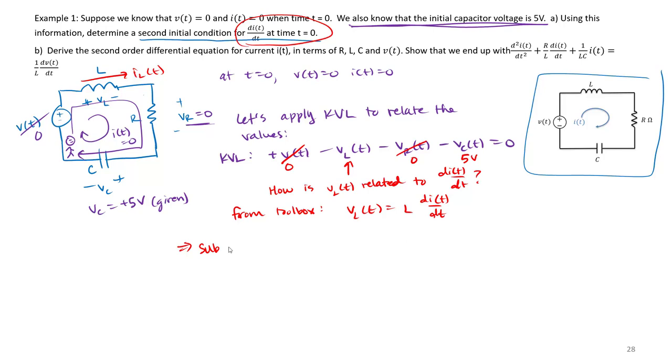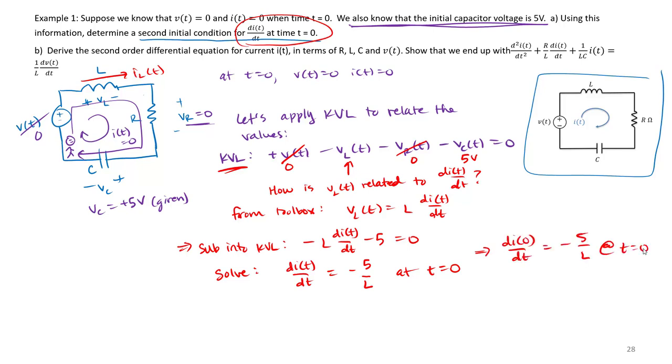So if we substitute into Kirchhoff's voltage law, we determine that negative L di(t)/dt minus 5 volts equals 0. So if we solve, we determine that di(t)/dt will be equal to negative 5 over L at time t equals 0. Notice how using Kirchhoff's voltage law helped us come up with the extra initial condition. If you ever need to derive an extra initial condition, often Kirchhoff's laws and our inductor and capacitor tools can be really helpful here.